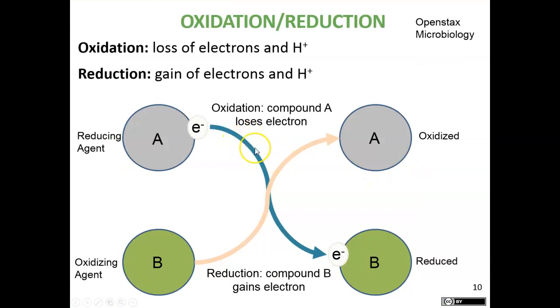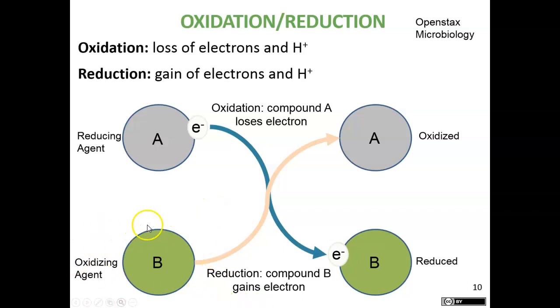The last definitions we'll talk about are oxidation and reduction. Oxidation is the loss of electrons, and reduction is the gain of electrons. But in biology, we learn that when you lose electrons, you also lose hydrogen ions, and when you gain electrons, you also gain hydrogen ions.